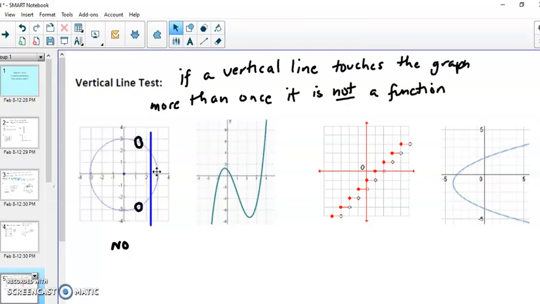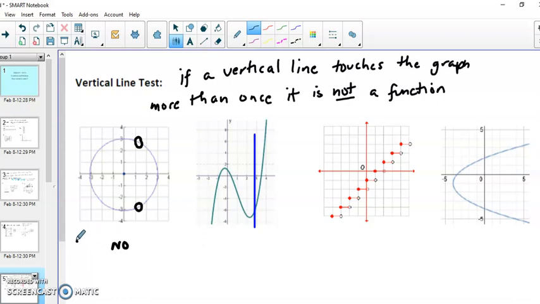Let's try it on the next one. If I take my vertical line and I move it, it's a little strange because up here it looks like it should touch more than once, but it actually doesn't. At no point does this blue line, even right here, look, it only touches down there. It only touches once. This passes. We can write fails, I guess, for the last one. This passes, so this would be yes.